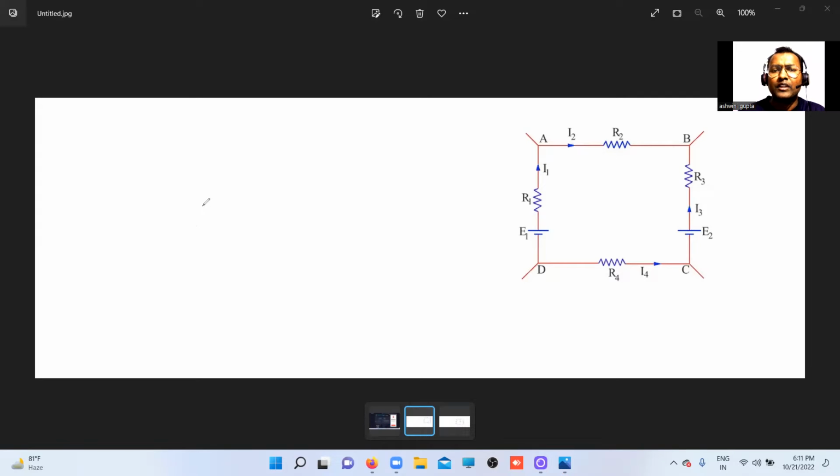Okay, the definition may differ from book to book, but the basic concept is this: the amount of energy that is being supplied in the electrical network will be consumed by the resistances or the resistors, whatever we have utilized in that particular circuit. So this is basically KVL, Kirchhoff's voltage law.